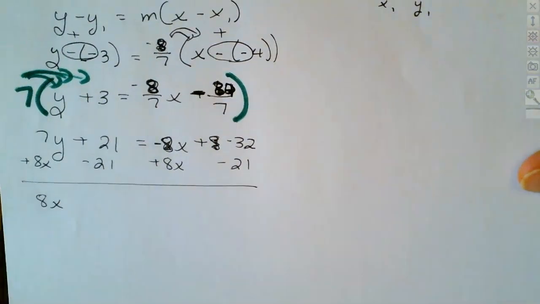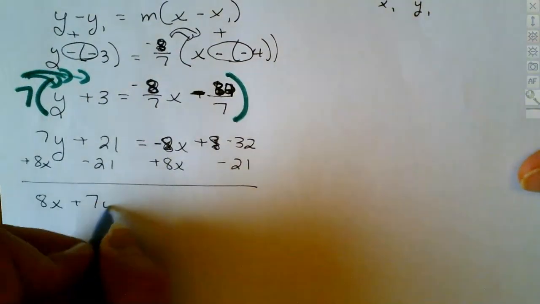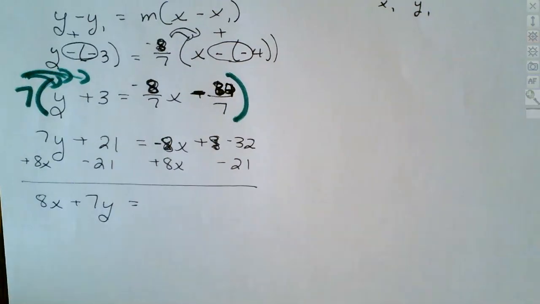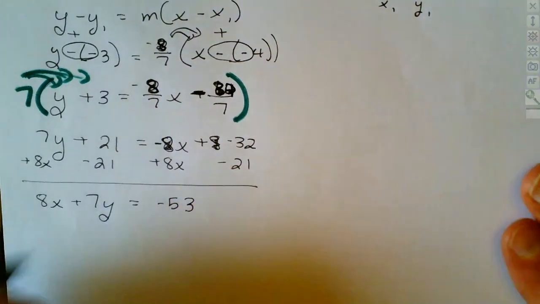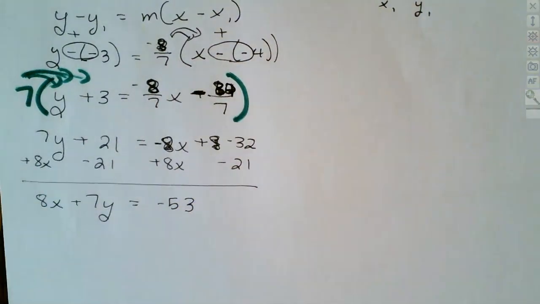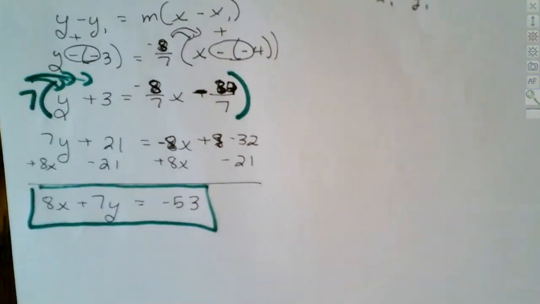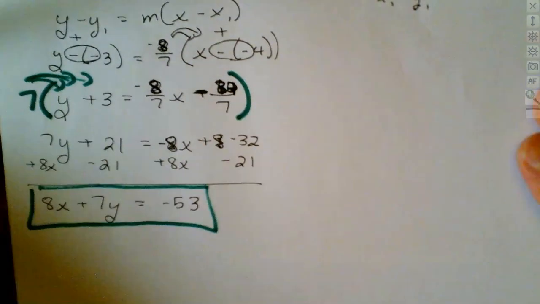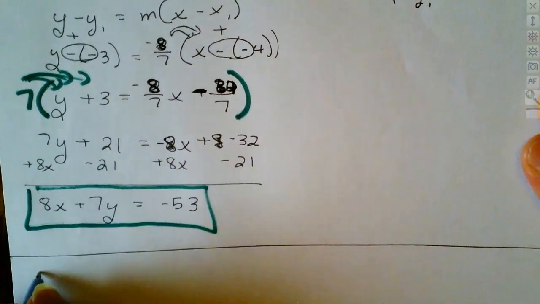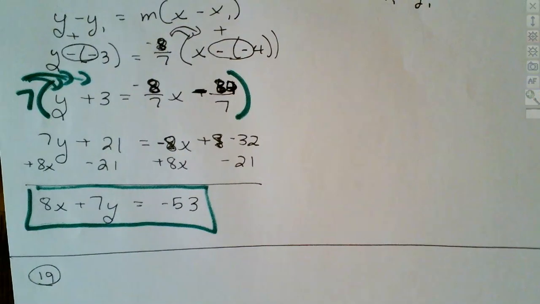And that leaves you then with 8x plus 7y, and 32 and 21. Those are both negatives, so they go together, and that makes it a minus 53. That is in standard form. Why? Because x and y are on the left-hand side, with no fractions, no decimals. We only have a few more to look at.